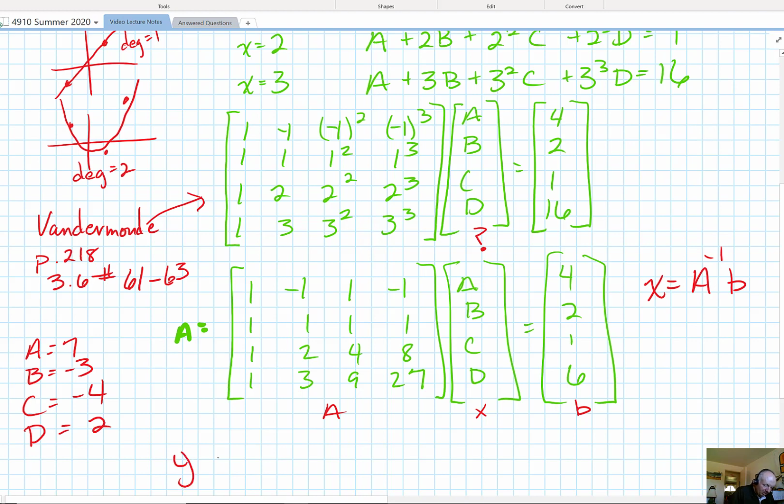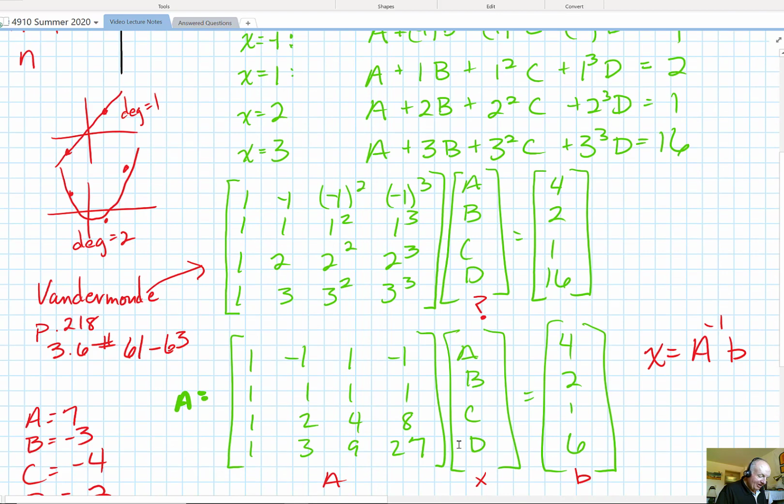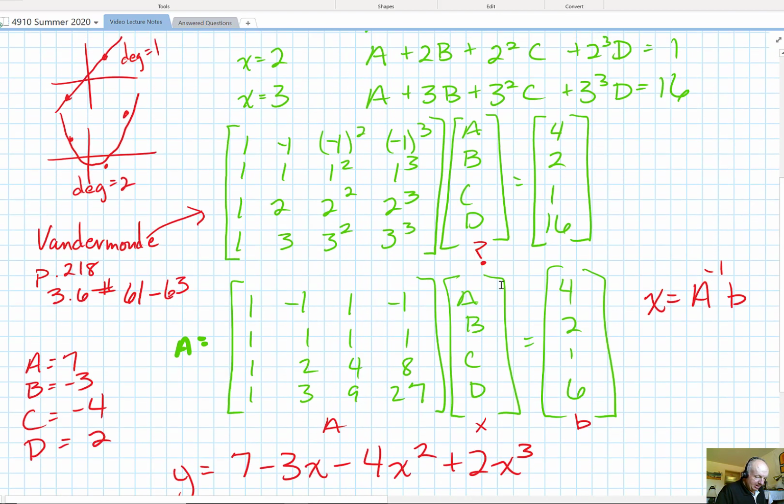And so your polynomial that goes through those points is 7 minus 3x minus 4x squared plus 2x cubed. Okay, so using this approach, you can find a polynomial that goes through any number of points. You just have to have one degree less on the polynomial than the number of points, and of course you have to have all the points, right? So you have 4 points, that's going to give you 4 equations. Okay, and that is some curve fitting.